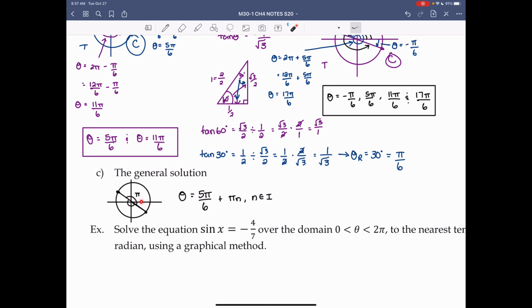So if n is 0, we get to 5 pi over 6, which is here. If n is 1, we would add pi, so we would get to our second angle, which was 11 pi over 6. If we add pi again, we get back to this one, add pi again, and so on and so on. And same with going the negative direction.